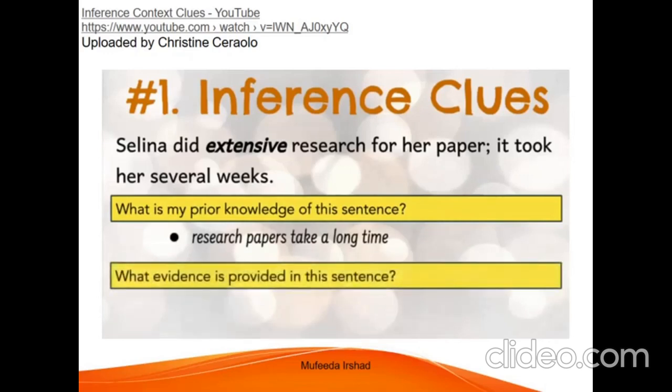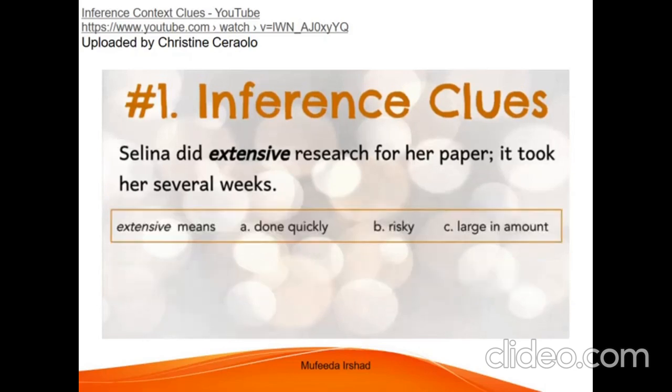What evidence is provided in this sentence as to what extensive might mean? Several weeks. So extensive, several weeks. This is going to help me decide what extensive means. So Selena did extensive research for her paper. It took several weeks. Was it done quickly? Was it risky or large in amount?